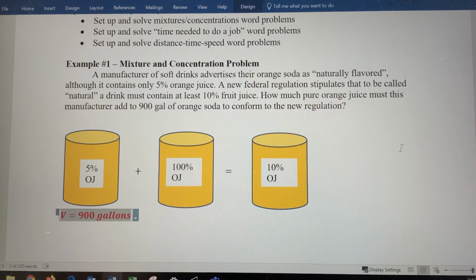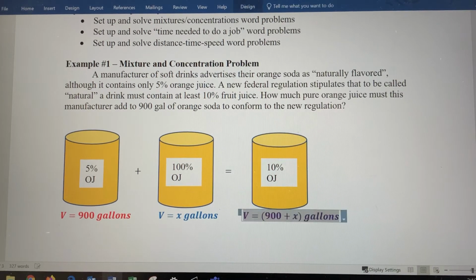So let's talk about volume first. In the first container, we've got 900 gallons of the soda, all right? In the second container, we don't know how many gallons. That's actually what we're trying to answer here, okay? So we've got X gallons of OJ, 100% OJ in the second container. And when we get finished, we're going to have whatever 900 plus X is, okay?